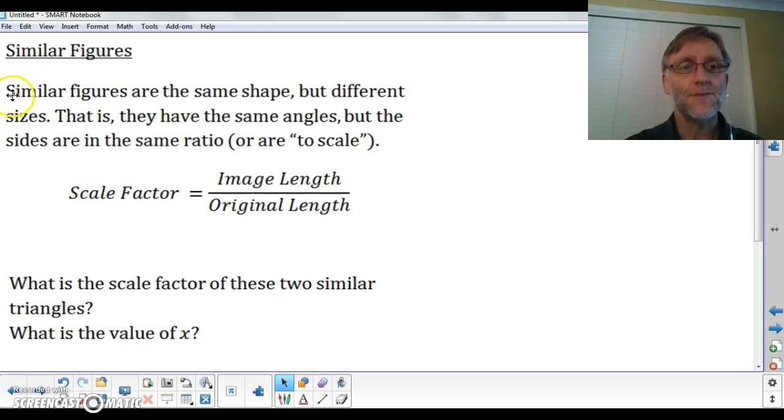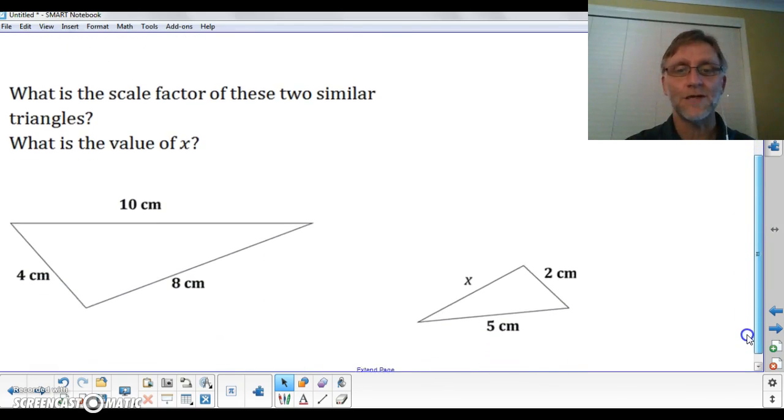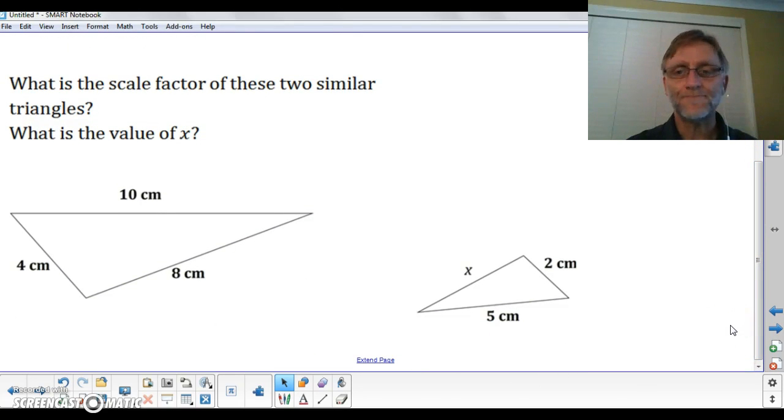Similar figures are the same shape but different sizes. That is, when you look at them they have the same angles, but the sides are always in the same ratio. That is, there's a scale between them. The scale factor, you always find it by dividing the image length by the original length. So if you can find a length in the second triangle or a second diagram that corresponds to a length in the first diagram and you divide the two, that tells you what the scale factor is. And that's why it's called a ratio, because all fractions are actually ratios. You may want to pause this video, go back a bit and copy those notes down.